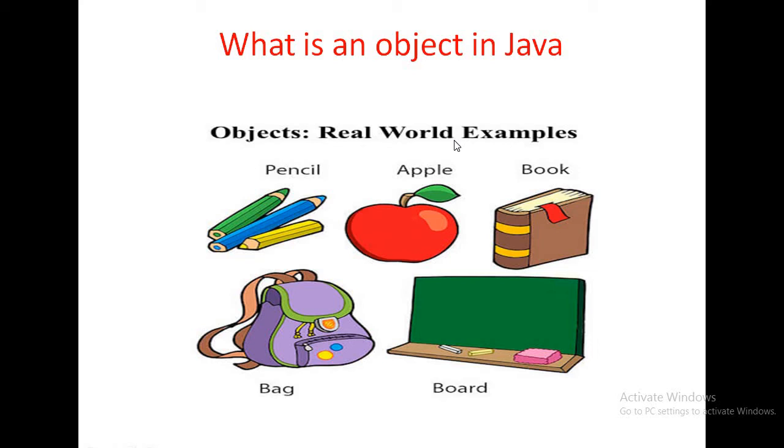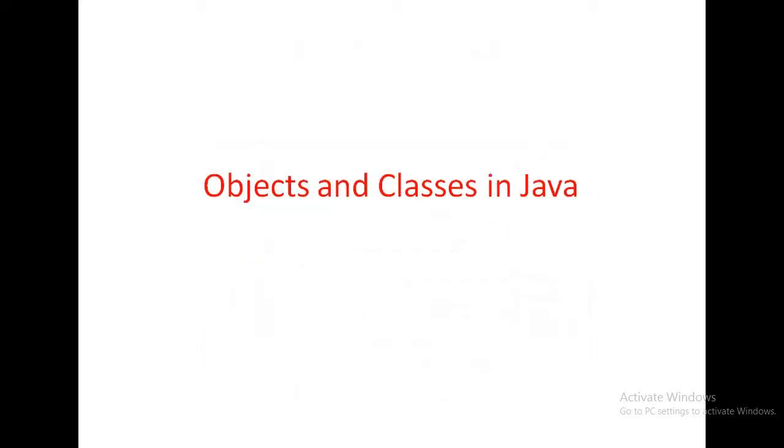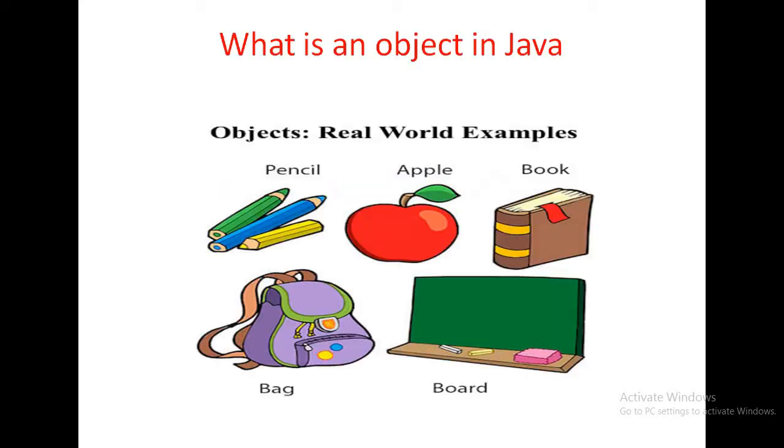or different features of OOPS like object, class, encapsulation, data hiding, polymorphism, inheritance, like this. And today we will discuss what generally objects and classes present in Java are.